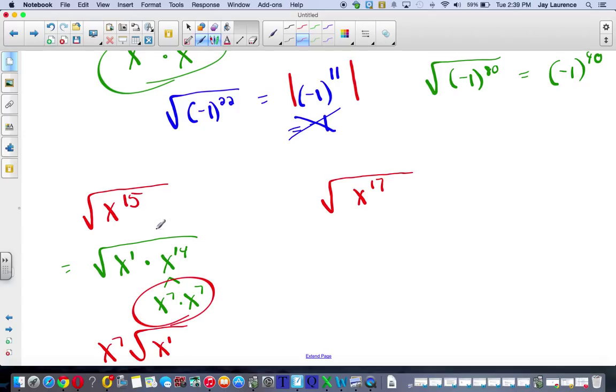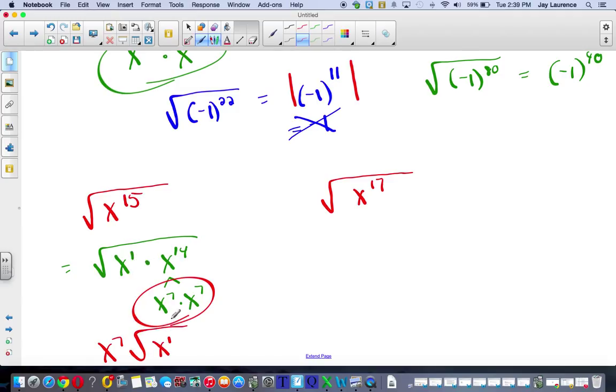We care if x to the 15th is a perfect square. Now it's not, so I rewrote it as x to the 1st times x to the 14th. x to the 14th is a perfect square. x to what power times itself is 14? x to the 7th times x to the 7th. And so I take the radical of x to the 14th, which is just plain old x to the 7th. The radical on the inside is just a plain old x to the 1st.